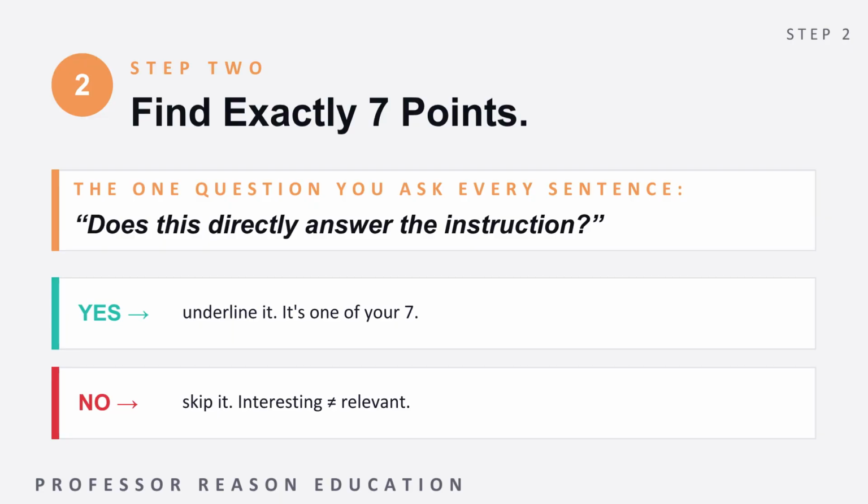Step number 2, find exactly 7 points. Now, and only now, you read the passage. Go sentence by sentence. For each sentence, ask, does this directly answer the instructions? If yes, underline it. If no, skip it. Do not get distracted by interesting sentences. Interesting is not the same as relevant. You are looking for exactly 7 points, not 6, not 8, 7.